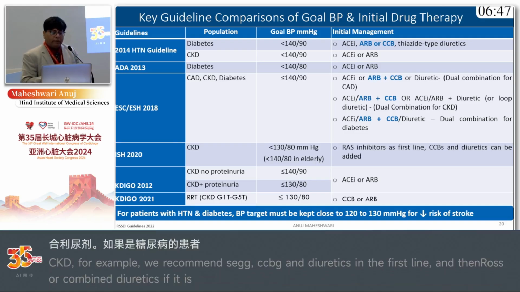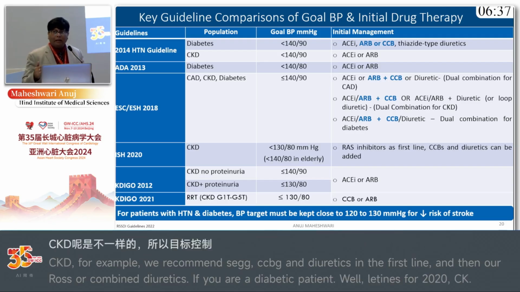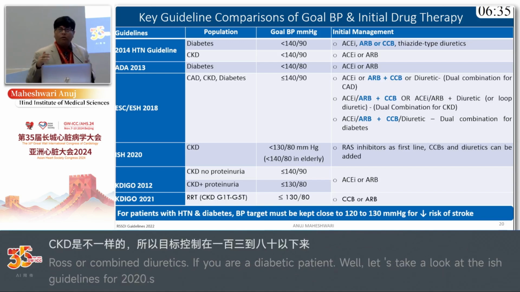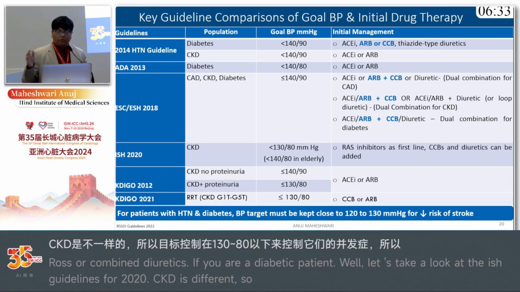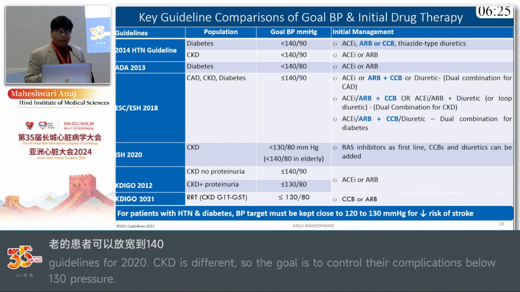The International Society of Hypertension released its guideline in 2020. They said CKD is different; the target should be kept less than 130/80 mm of mercury, but the elderly have been given the advantage to go a little higher on the systolic blood pressure, 140 mm of mercury. The initial management recommended RAS blockers as first line. CCBs and diuretics could be added if needed in the elderly age group.